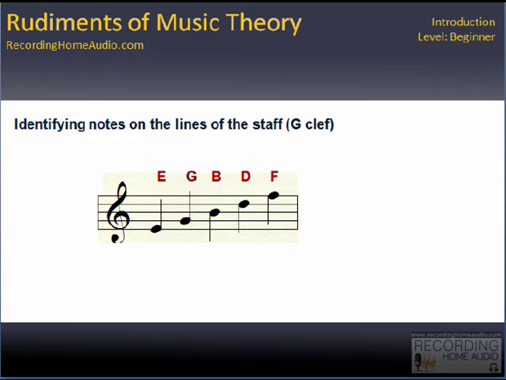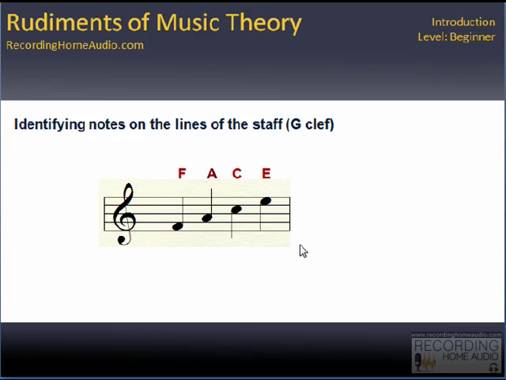If we take a look at the notes on the spaces of the G clef, they are F, A, C, and E. If we put the two together, we start from E and we end up on E. So they would be E, F, G, A, B, C, D, and back to E. Now this is just for the G clef, sometimes called the treble clef.